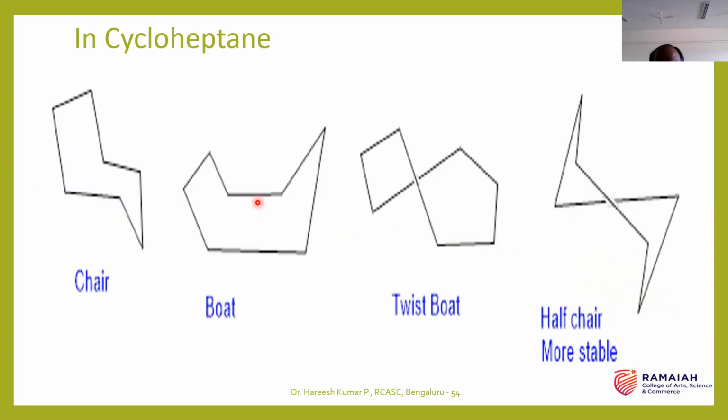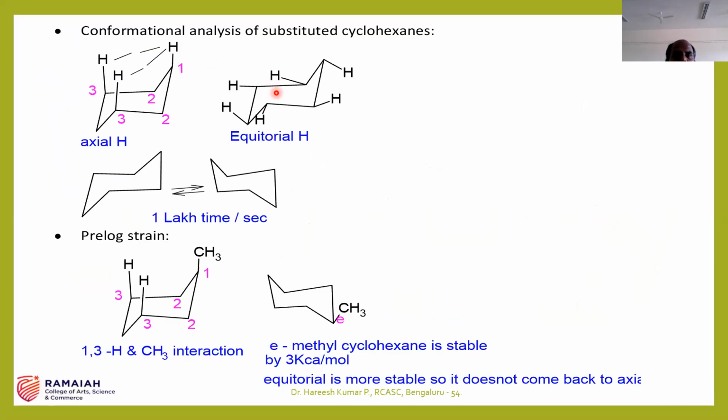So then, let's take one more. If asked to write the conformations of cycloheptane, you should write all these four, and you have to mention that the half chair form is the more stable because angle strain, bond strain, Bayer strain and Pitzer strains are less in this conformer. With this, I will go to the next slide. The next slide is about the conformational analysis of substituted cyclohexanes.